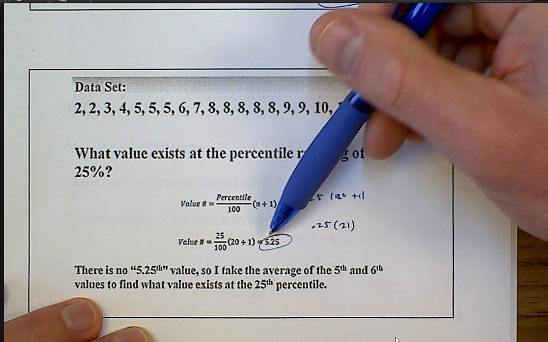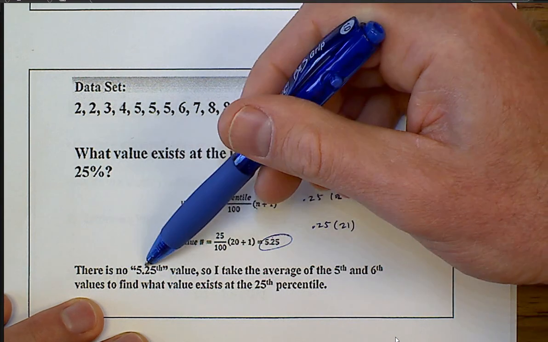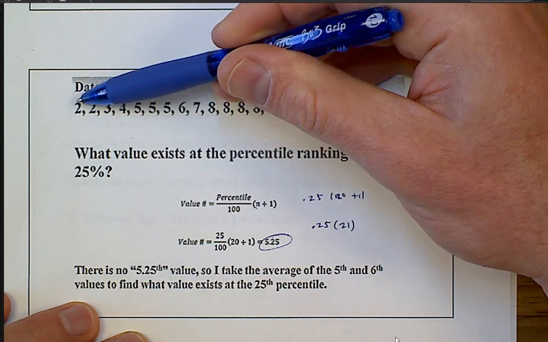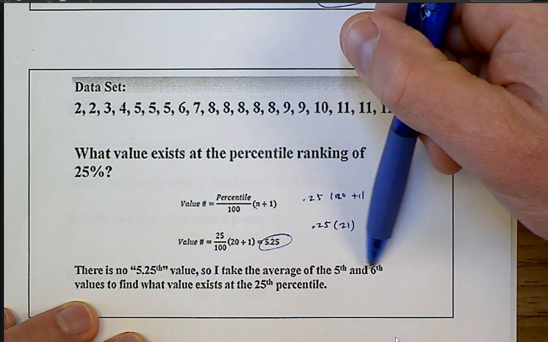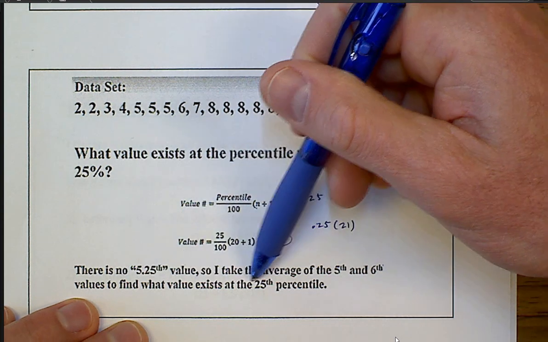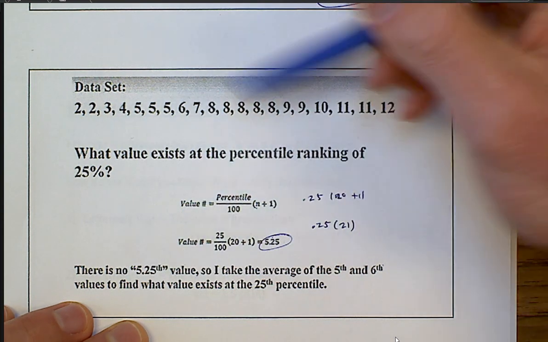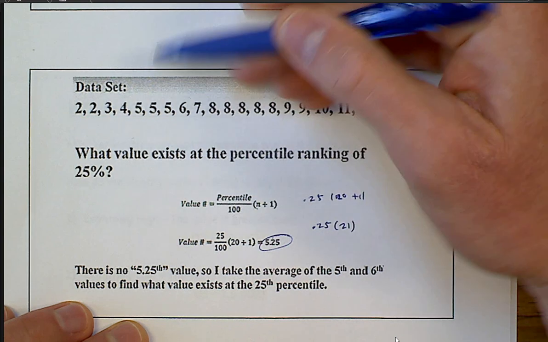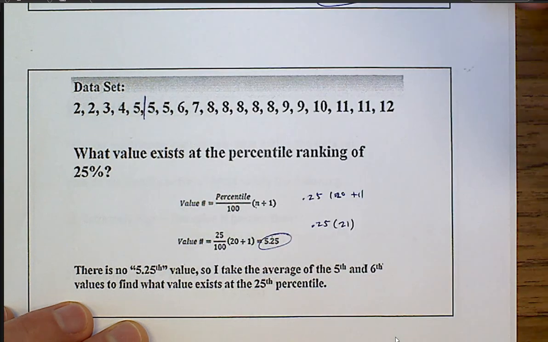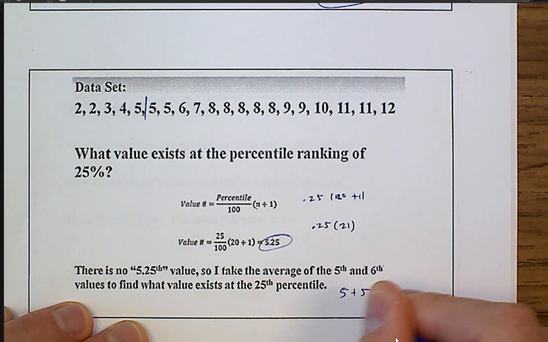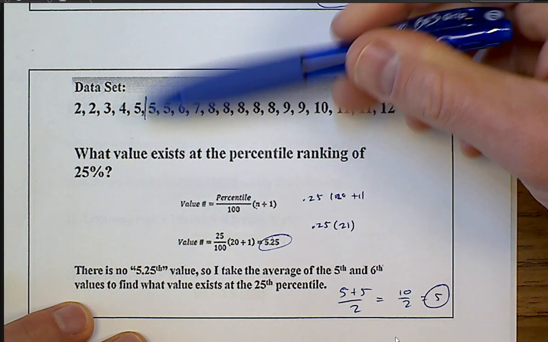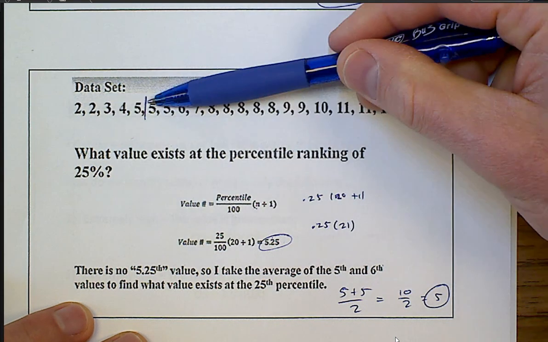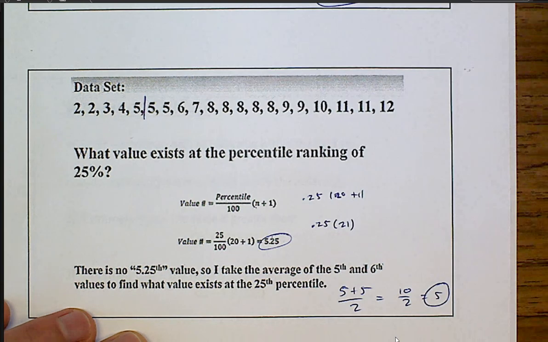This is in between 5 and 6. So there's no 5.25 value, right? There's just 1, 2, 3, 4, 5, 6. We're just using whole numbers. So what we can do is take the average of the 5th and 6th to find what value exists at the 25th percentile. All right, so we count 1, 2, 3, 4, 5, 6. Right there is in between. We take the average of 5 and 5, so basically 5 plus 5 over 2. Obviously 10 over 2 is just 5. Okay? So the first 5 numbers basically represent the 25th percentile. Okay? So nothing too crazy there.